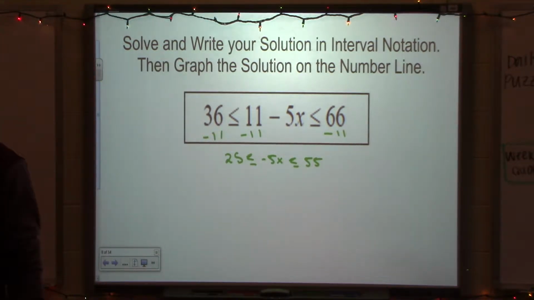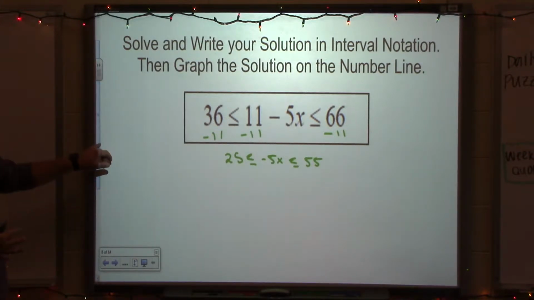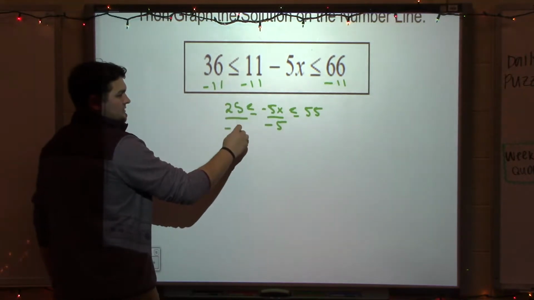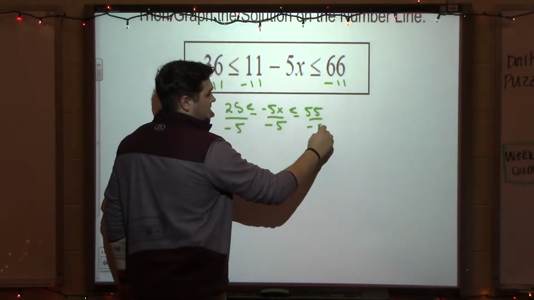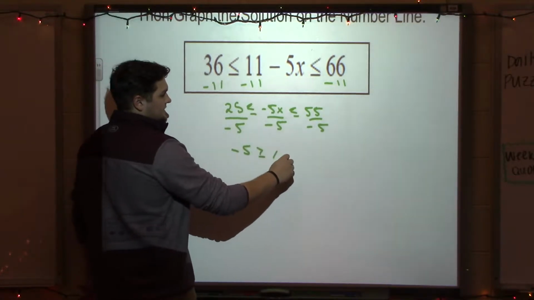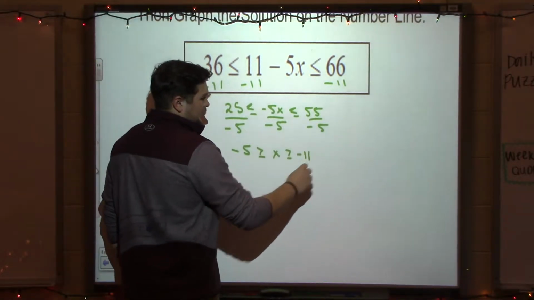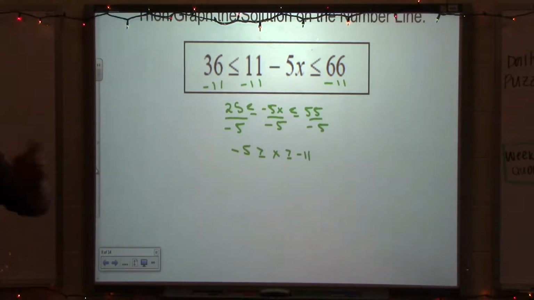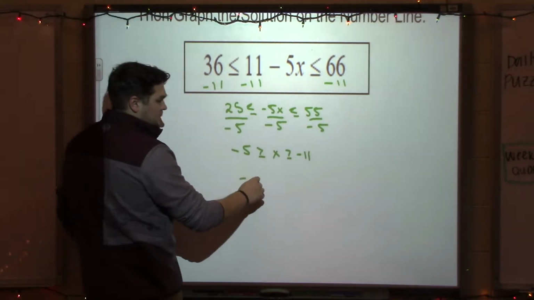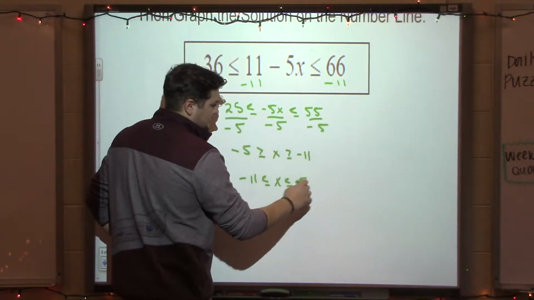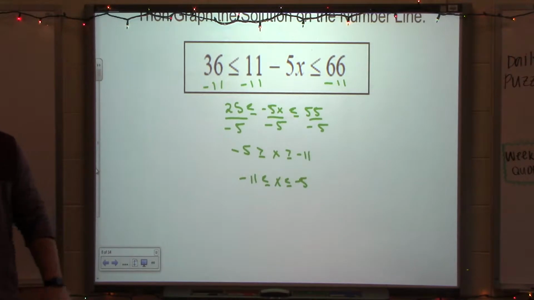Alright? Then I need to divide by negative 5. Liam, what happens when I divide by a negative? You flip all the signs. Flip all of the signs. So negative 5 greater than or equal to x greater than or equal to negative 11. But did we say we write it like that? No, we got to turn it around, right? Negative 11 is less than or equal to x less than or equal to negative 5.